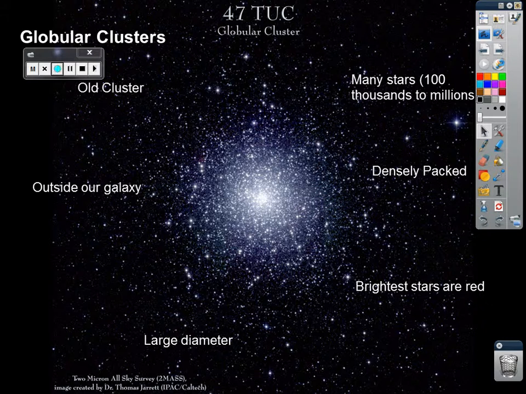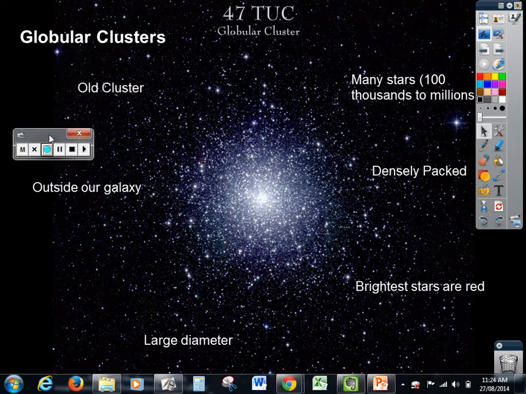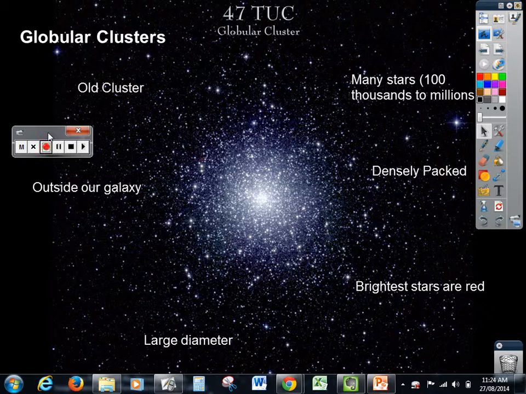Right, let's have a look at globular clusters. What we need to be able to do with globular clusters is to know what they are, how many stars they have and so on. There's a table there in your book that you can now fill in. So what is a globular cluster? Well, a globular cluster is a cluster of stars. So firstly, understand what a cluster means. It's a group of stars. They are a very old group of stars.